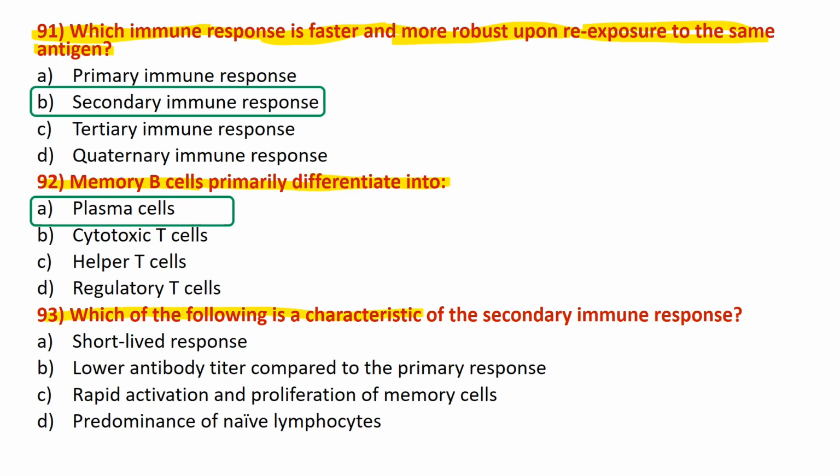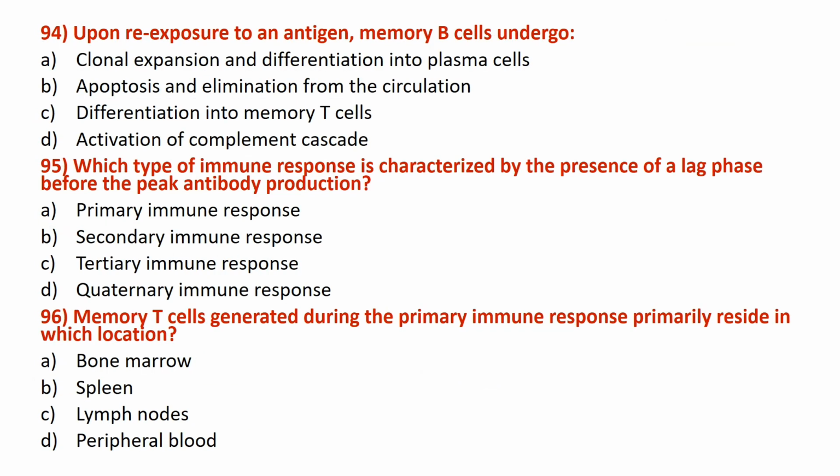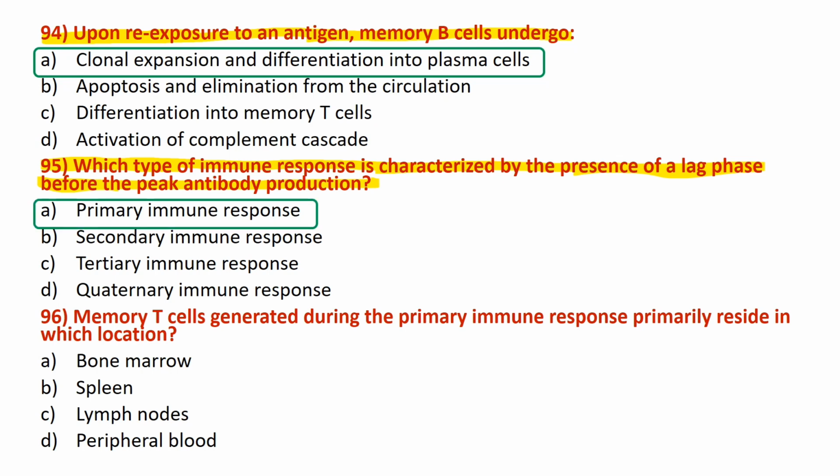Which of the following is characteristic of the secondary immune response? And the right answer is option C, rapid activation and proliferation of memory cells. Upon re-exposure to an antigen, memory B cells undergo, and the right answer is option A, clonal expansion and differentiation into plasma cells. Which type of immune response is characterized by the presence of a lag phase before the peak of antibody production? And the right answer is option A, primary immune response.